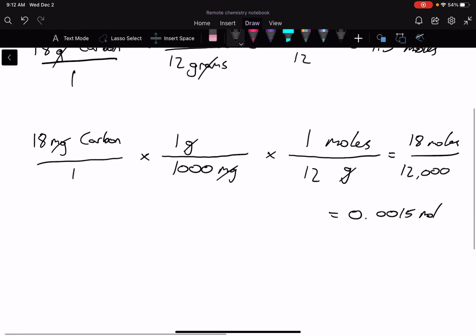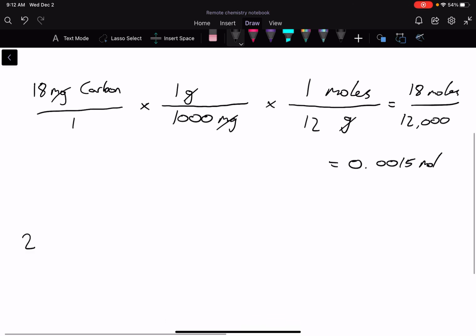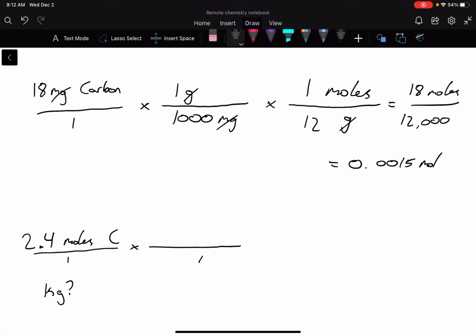All right, one more example here. Let's say we have 2.4 moles of carbon, and we want to figure out how many kilograms this is. So the first thing I'm going to do is put this over 1, and we're going to multiply this. So we want to cancel out moles. So the first thing I'm going to do is put moles in the denominator here so that our moles get canceled out. And I know that 12 grams of carbon is equal to 1 mole. So our moles will now cancel out.